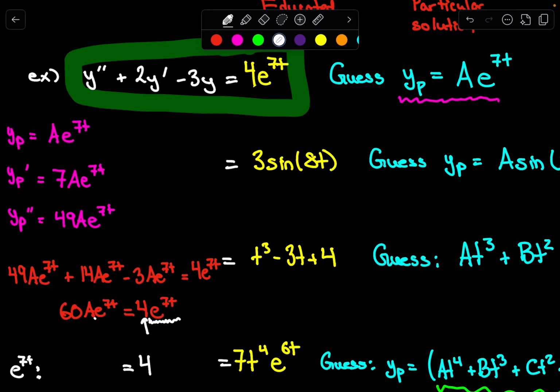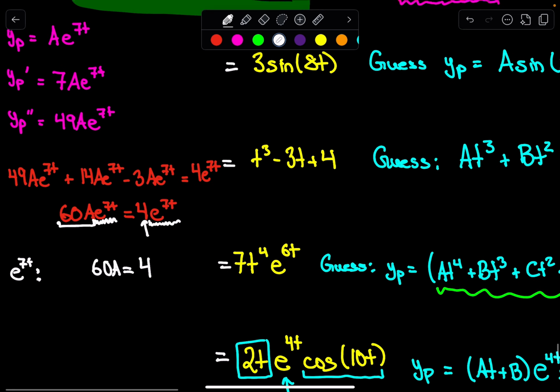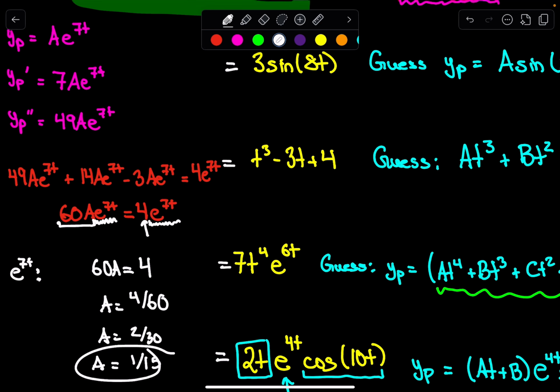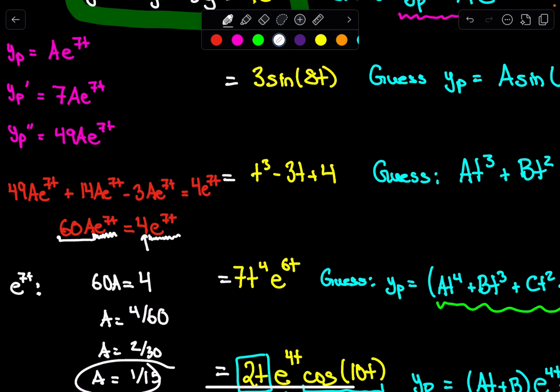And my question is, how many e to the 7t terms do I have on the left side? And the answer is I have 60a of them. And so this allows me to very quickly solve and get that a is equal to 4 over 60, or we could simplify this and get 2 over 30, which is 1 over 15. And so there we go. We've solved for a, and thus we have solved for our particular solution, that this function does indeed solve this differential equation for a equal to 1 over 15.